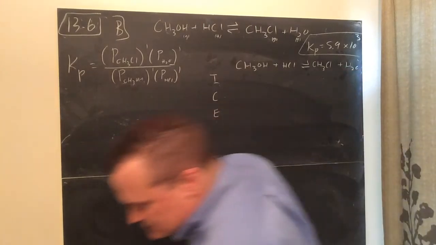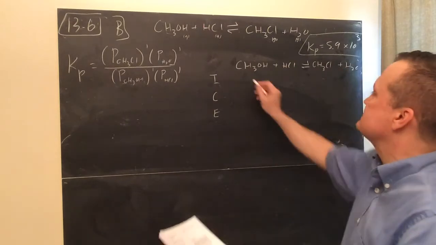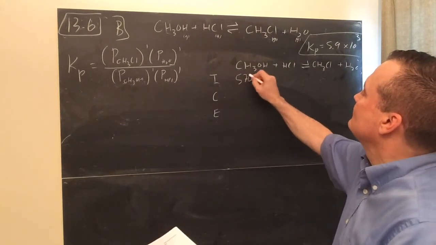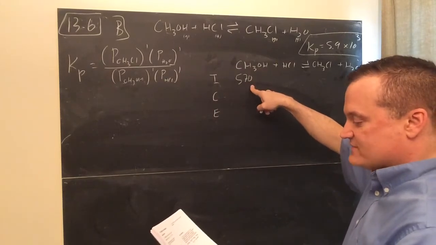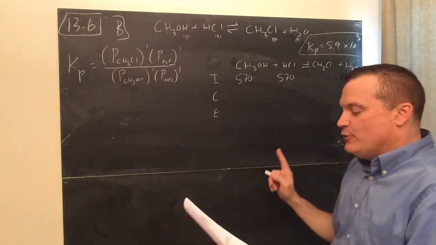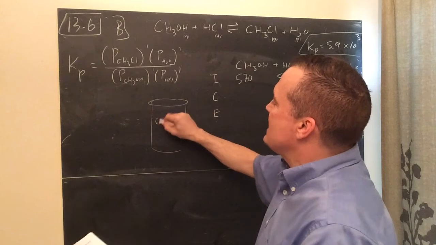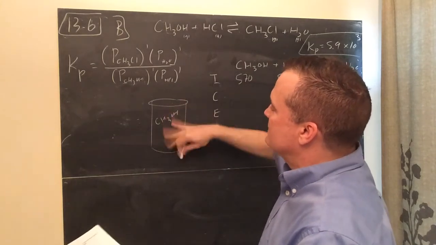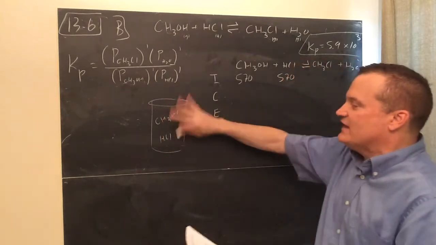Initially, CH3OH, you have, let me look at the paper, 570 torr. It says they put 570 torr of this. I won't put the unit. 570 of HCl. And that's all they put into an evacuated container. So they only put CH3OH. I mean, of course, you have millions of these molecules. And HCl, millions of these molecules. They're about to react. Nothing else.